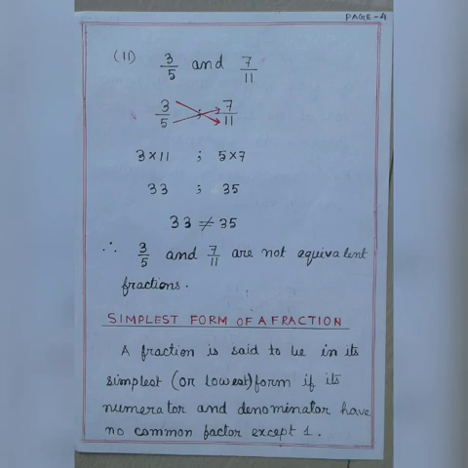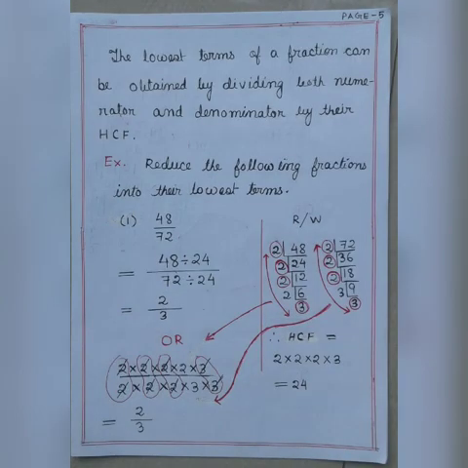Simplest form of a fraction. A fraction is said to be in its simplest or lowest form if its numerator and denominator have no common factor except 1. The lowest term of a fraction can be obtained by dividing both numerator and denominator by their HCF. So exercise, reduce the following fractions into their lowest terms.